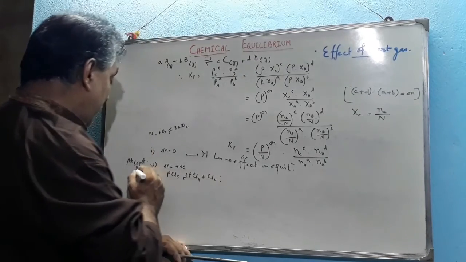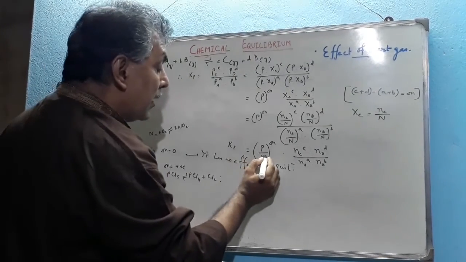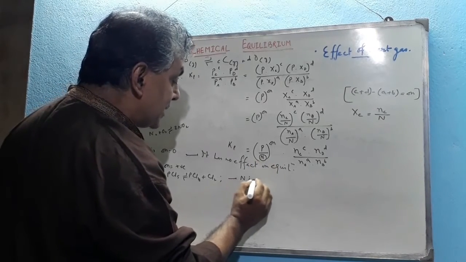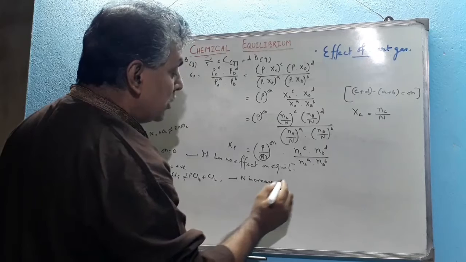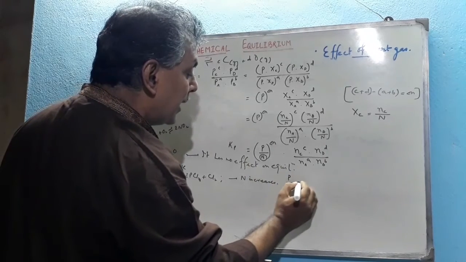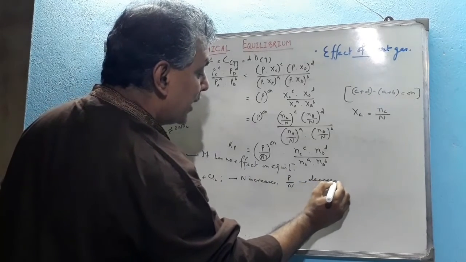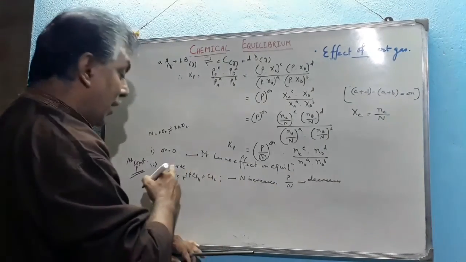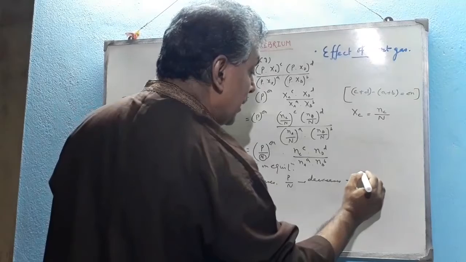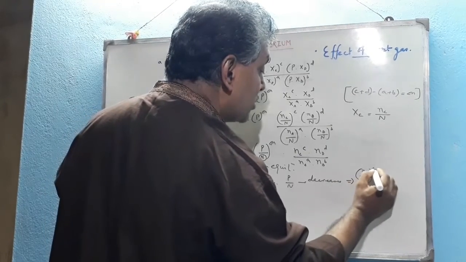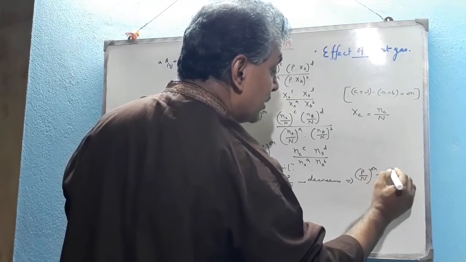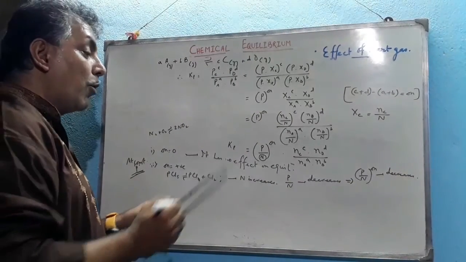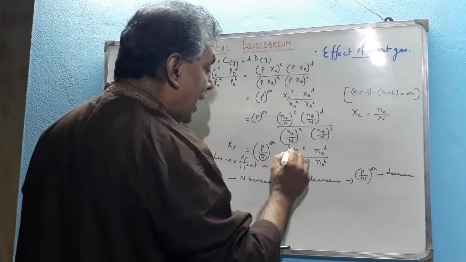So at constant pressure, if we insert some inert gas, that will increase the capital N. So capital N increases. Therefore P by N decreases, because when the denominator increases, the value of the fraction decreases, but del n is positive here. So therefore we can say that P by N whole to the power del n also decreases. But Kp is constant at constant temperature.